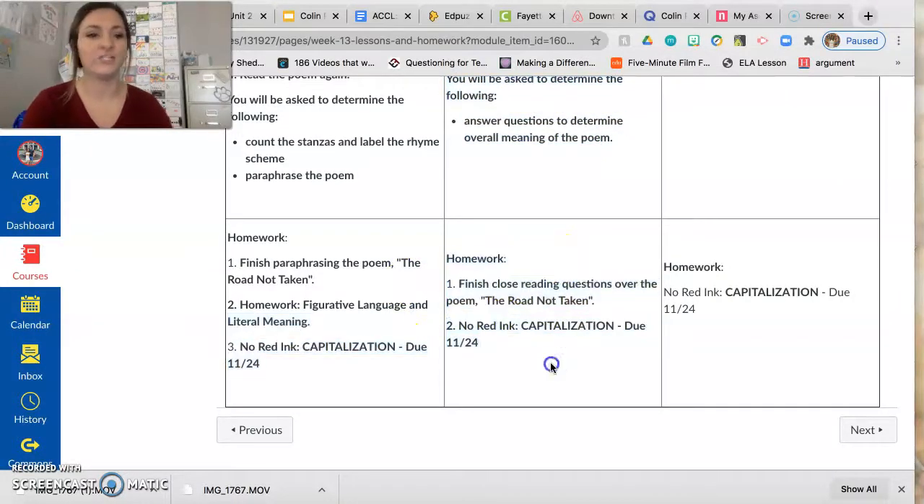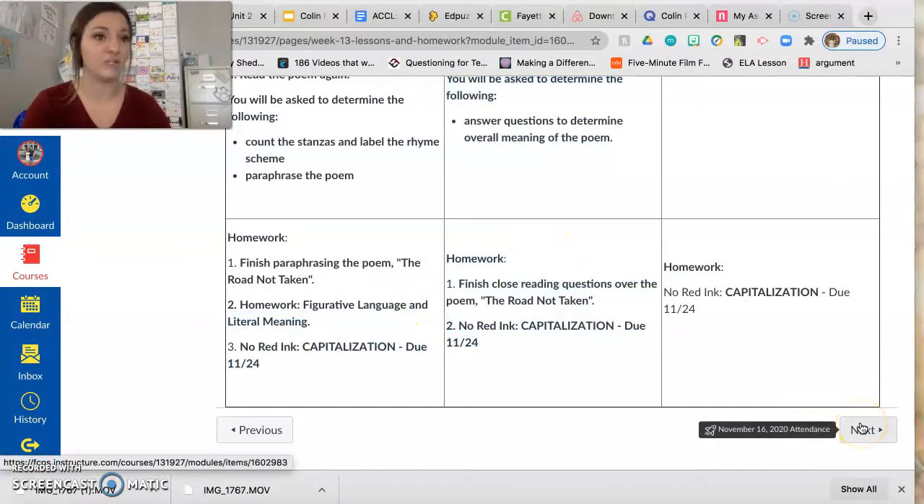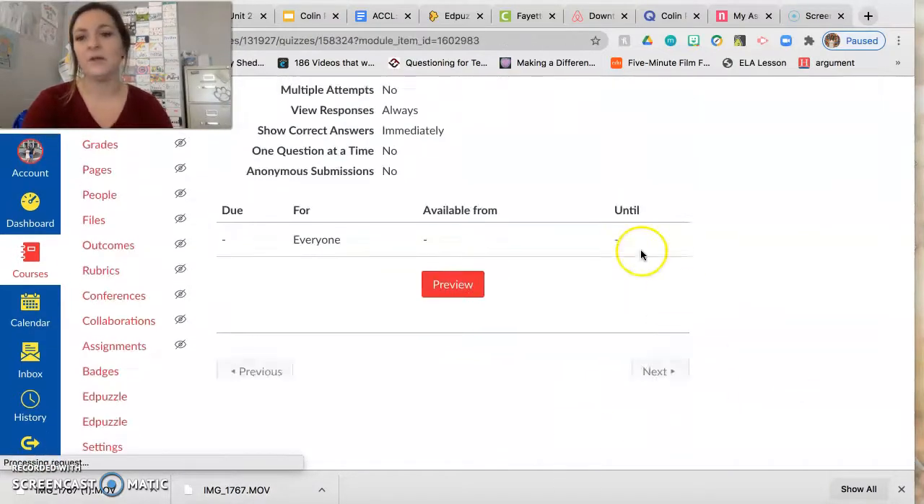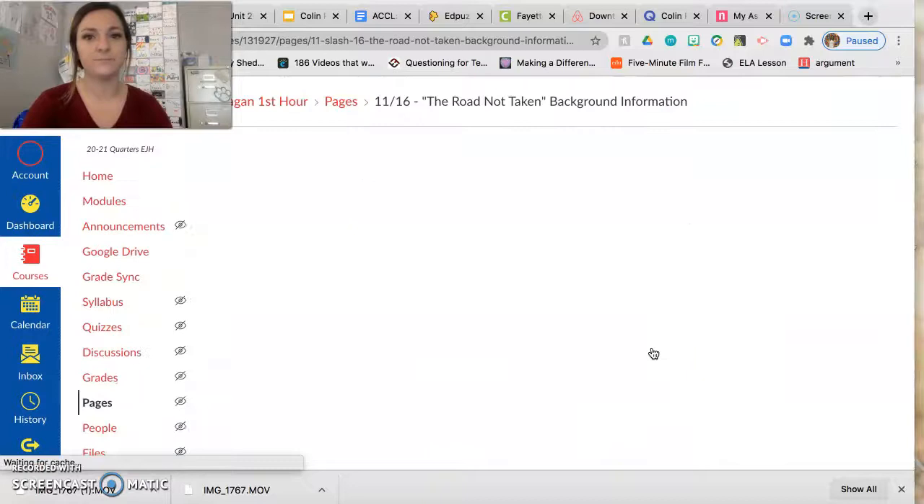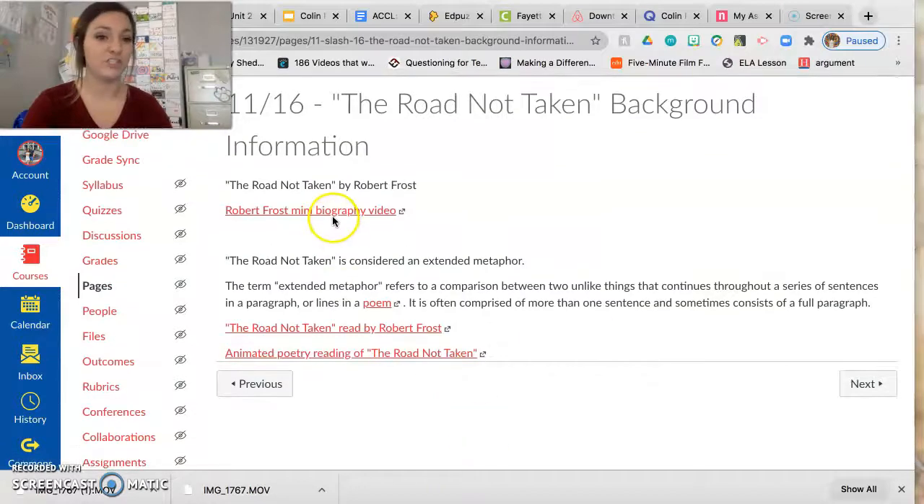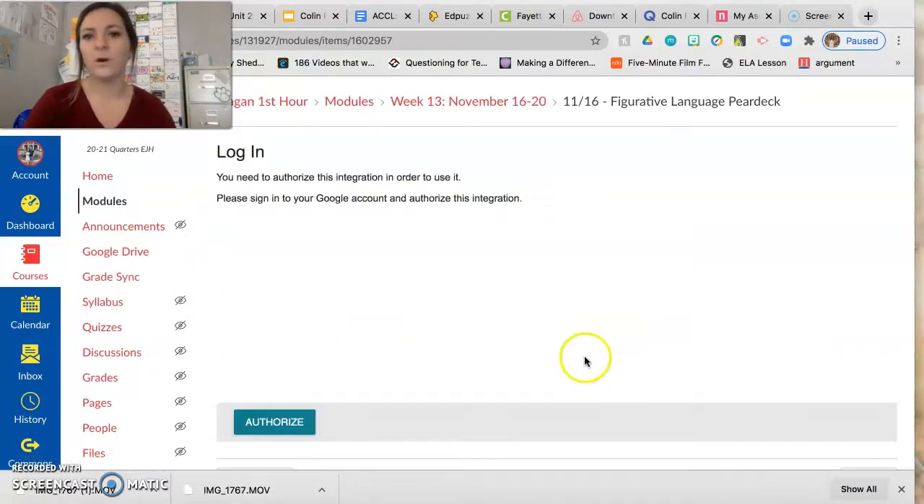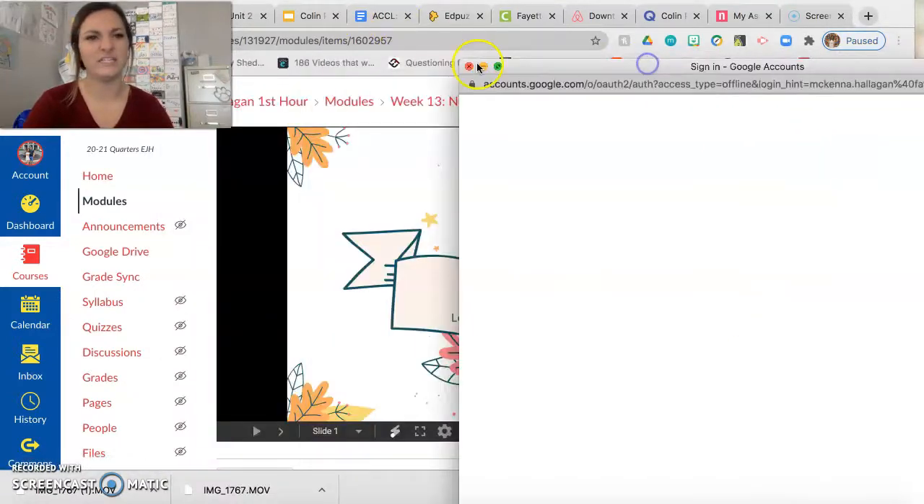No Red Ink capitalization is still due. The Road Not Taken should not be finished until the end of class on Friday, so we'll work on that as well. There's the attendance. For The Road Not Taken, we watched this mini biography video, and we watched the animated poetry reading of The Road Not Taken, which is phenomenal. For this lesson, that's the Pear Deck. I already showed that. You only need to see that twice.